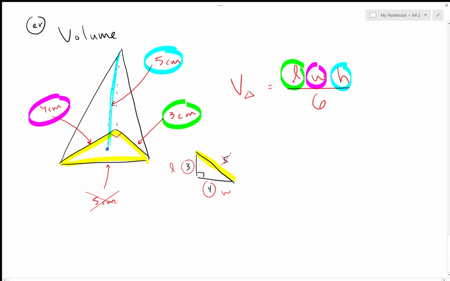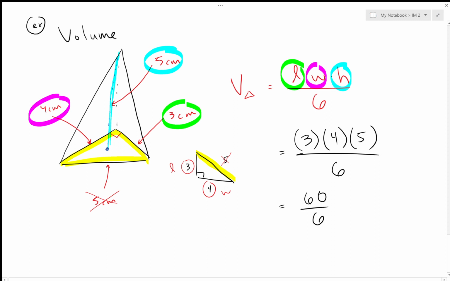So let's plug it in. We've got a length of 3, width of 4, height of 5, divide the whole thing by 6. So 3 times 4 is 12, 12 times 5 is 60 over 6. So the volume of this triangle-based pyramid, 60 divided by 6 is 10, and the units are centimeters cubed because this is a volume problem.